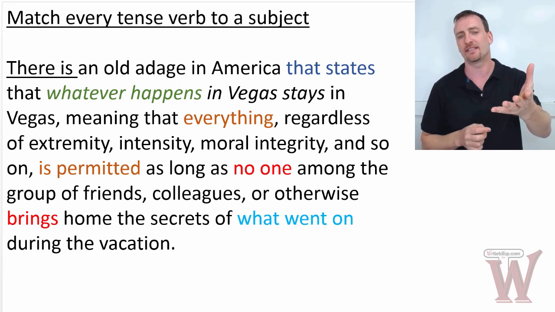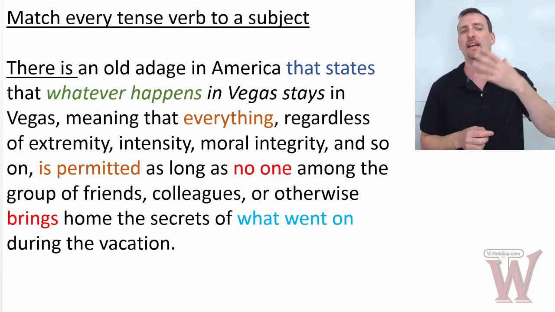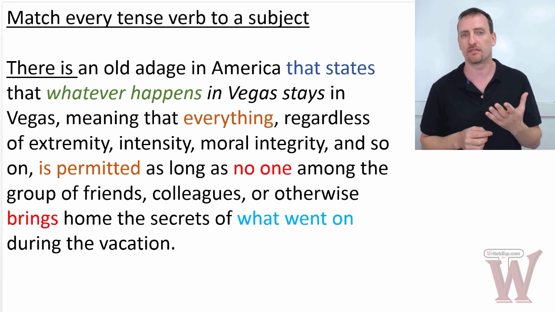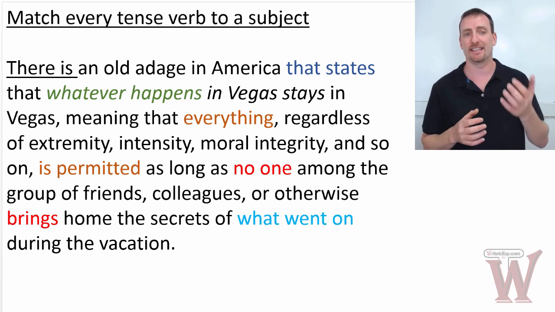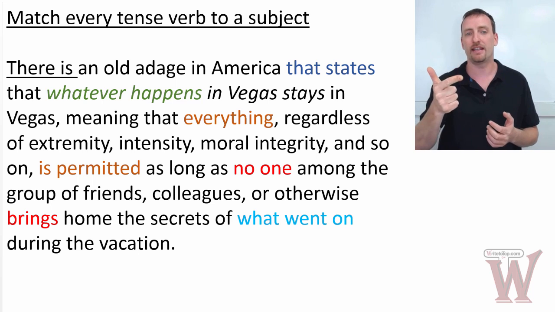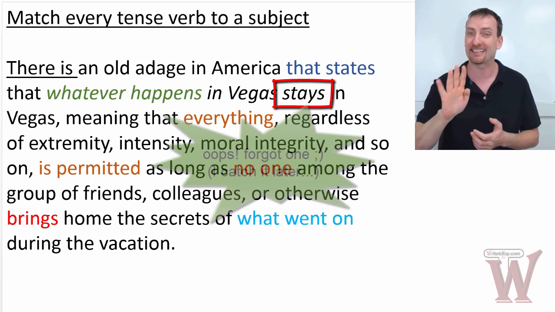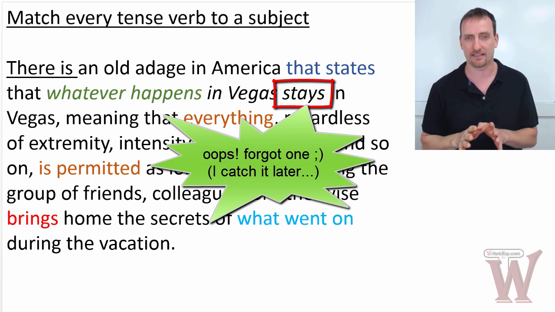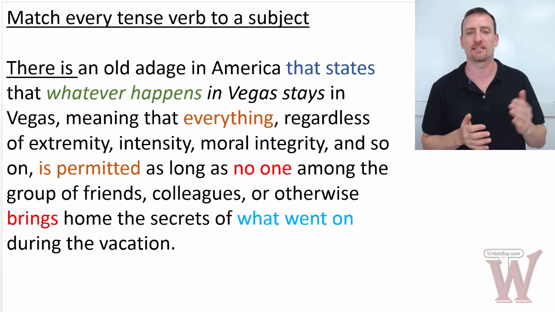So have a look at this sentence. You can press pause on your video player. Look at the sentence. Tell me how many verbs, how many tense verbs do you see? You should see 6. Is, states, happens, is permitted, brings, went on. Okay? 6 verbs, 6 tense verbs in this sentence. Now you have to make sure that each of these verbs has a matching subject.